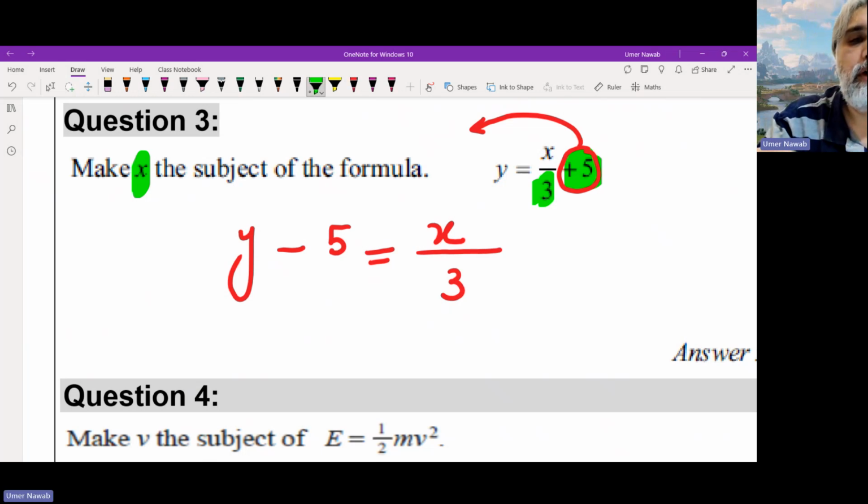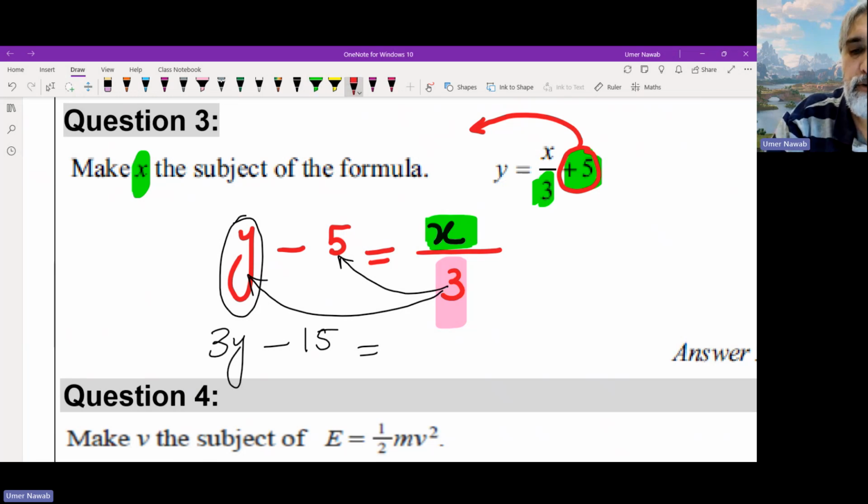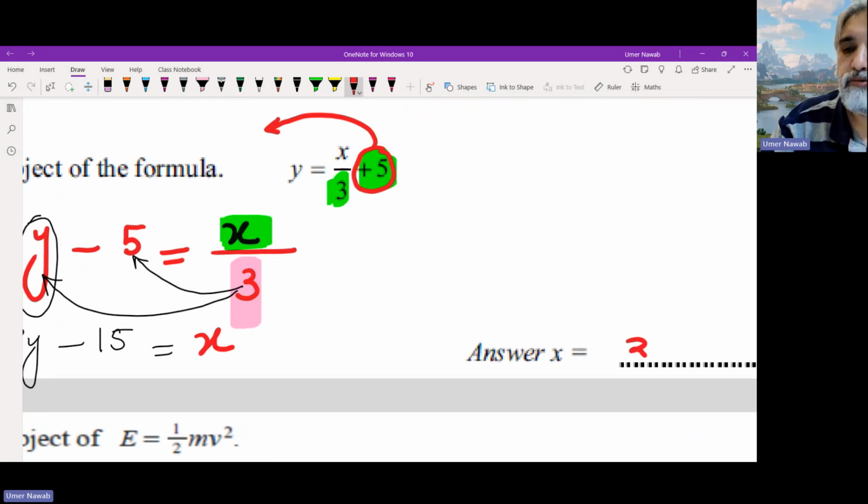Now we do the cross multiplication, that this 3 will be multiplied with y, and also it will be multiplied with -5. So when 3 multiplies with y, it becomes 3y. And when 3 multiplies with -5, it gives you -15. And then finally, you will be left alone with x. And this is my answer: x is equals to 3y minus 15.